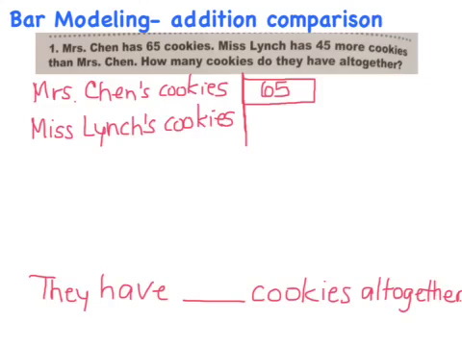Miss Lynch has 45 more cookies than Mrs. Chen. So first I'm going to have her have the same amount. So right now she has 65. Then I know that I need to give her 45 more cookies. So I'm going to lengthen her bar and label that part 45.